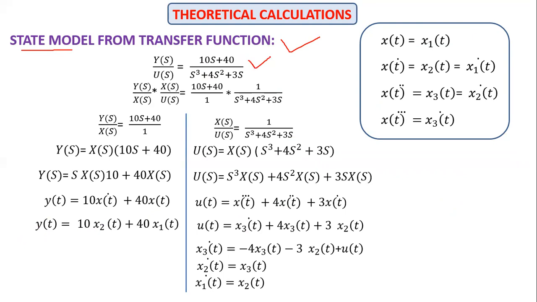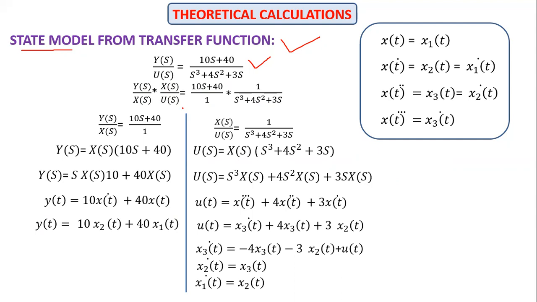We need to rearrange the transfer function properly. That means Y of s by X of s into X of s by U of s. If we cancel the X of s and X of s, we get again the same equation. So we are splitting this transfer function properly: 10s plus 40 by 1 into 1 by s cube plus 4s square plus 3s.